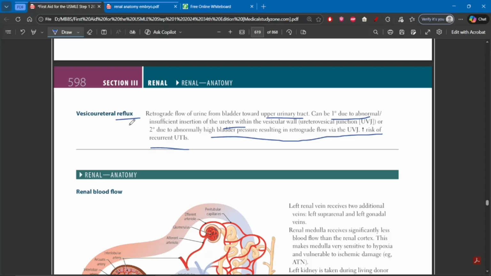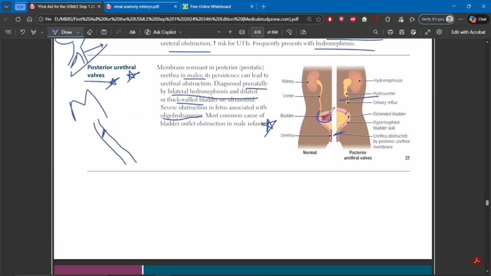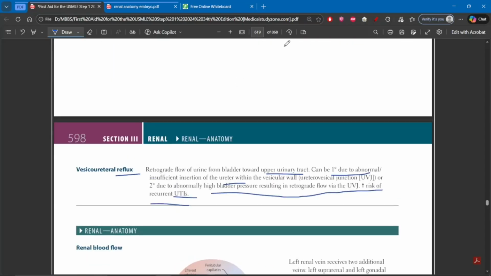So whenever there is a retrograde flow of urine, there is obviously going to be increased risk of UTI. So this is what you have to remember. This is very important. But this can be due to two problems. First is the abnormality of the insertion of the ureter, the way that the ureter is getting inserted, right? So if the ureter is getting inserted, I guess at 90 degrees, this is the bladder, the ureter is getting inserted here. So whenever the bladder pushes itself or contracts, some of the urine will go back.